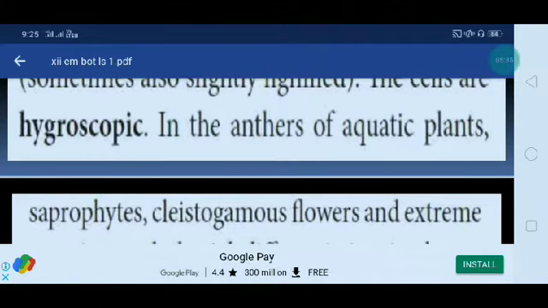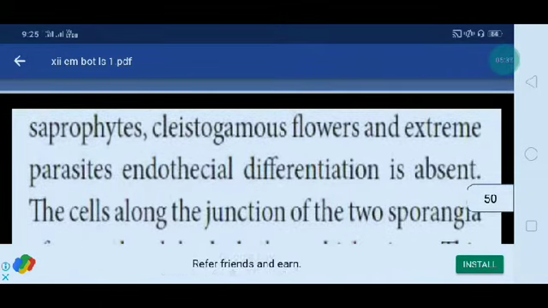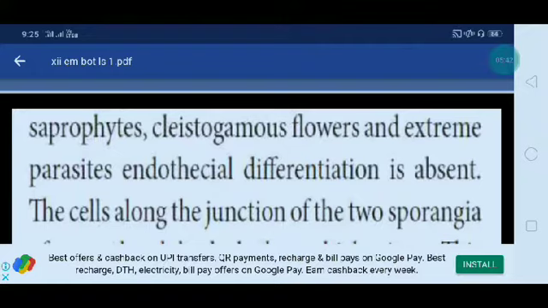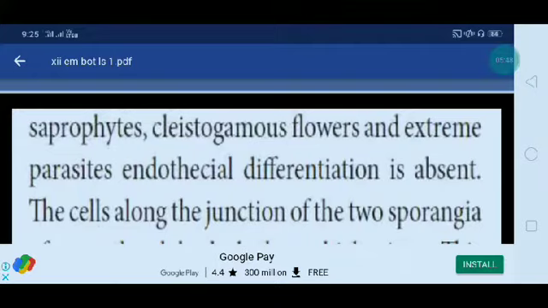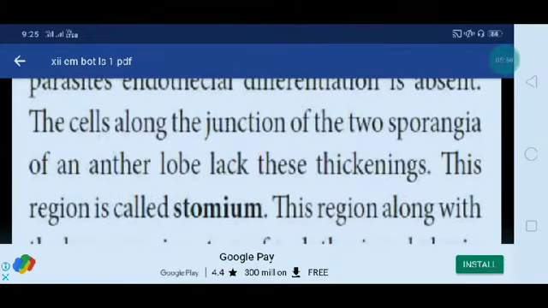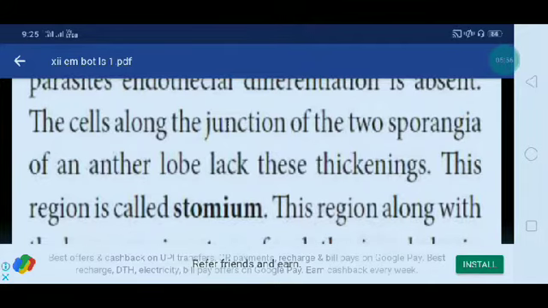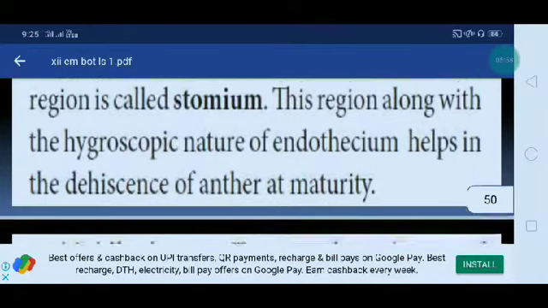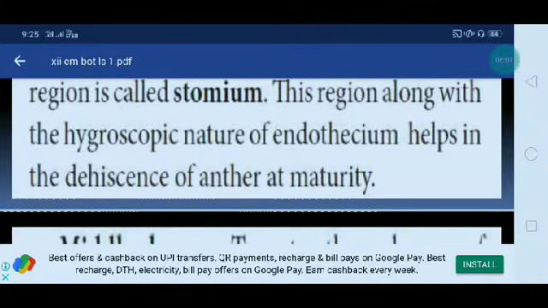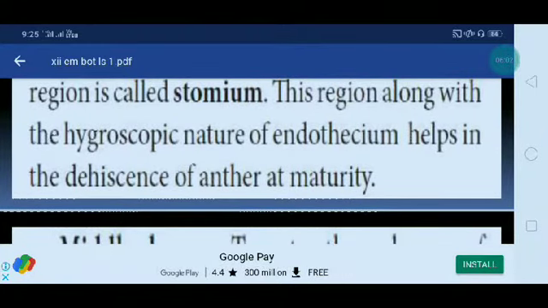In the anthers of aquatic plants, saprophytes, cleistogamous flowers and extreme parasites, endothecial differentiation is mostly absent. The cells along the junction of the two sporangia of an anther lobe lack these thickenings. This region is called stomium. This region, along with the hygroscopic nature of endothecium, helps in the dehiscence of anther at maturity.